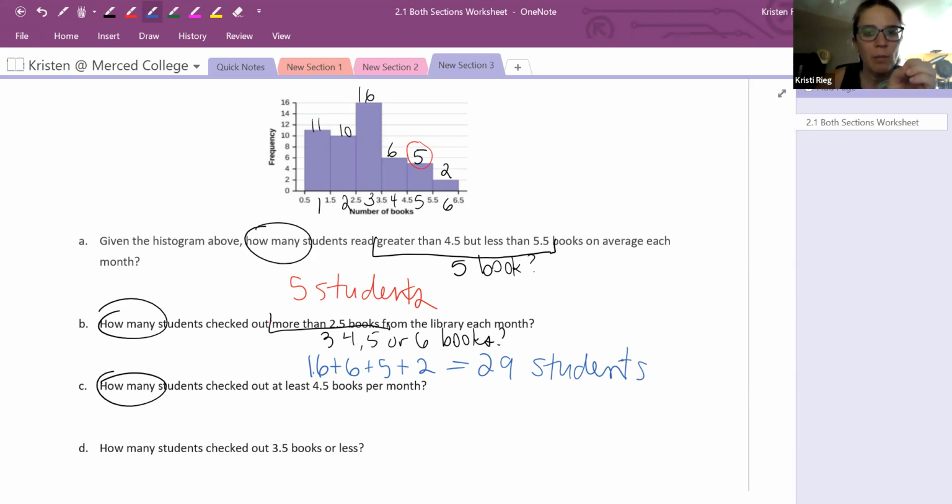So we're asking about how many books, and the answer is going to be how many students checked out that many books. Okay, how many students checked out at least 4.5? So at least 4.5 is going to be 5 and 6.